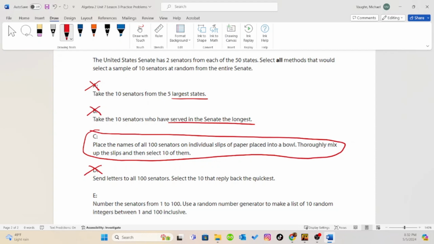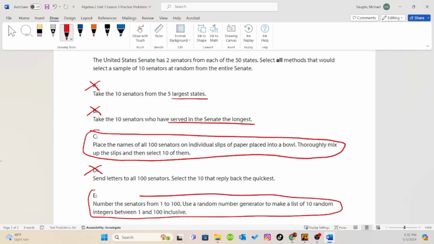And choice E, number the senators from 1 to 100. Use a random number generator to make a list of 10 random integers between 1 and 100 inclusive. This is a random sampling. All 100 senators have a chance, and they all have the same chance because you are using a random number generator.